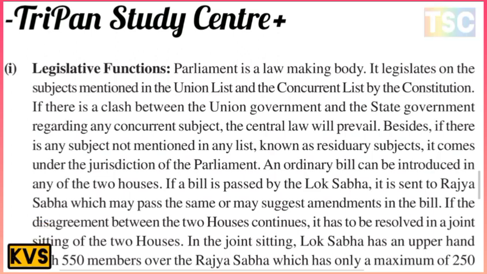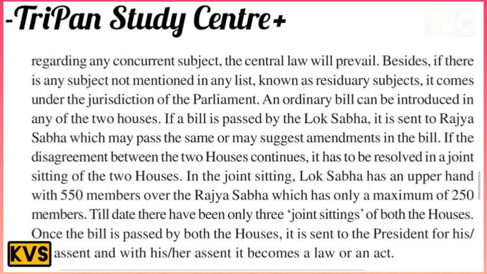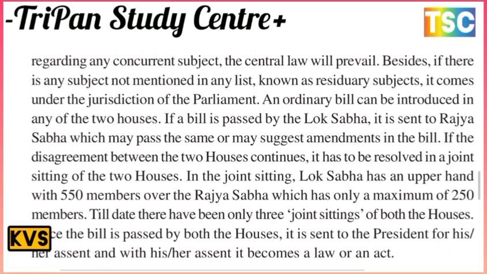An ordinary bill can be introduced in either of the two houses. If a bill is passed by the Lok Sabha, it is sent to the Rajya Sabha, which may pass the same or may suggest amendments in the bill. If the disagreement between the two houses continues, it has to be resolved in a joint sitting of the two houses. In the joint sitting, Lok Sabha has the upper hand with 550 members over Rajya Sabha, which has only a maximum of 250 members.